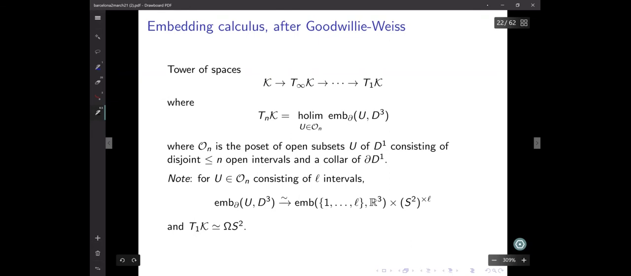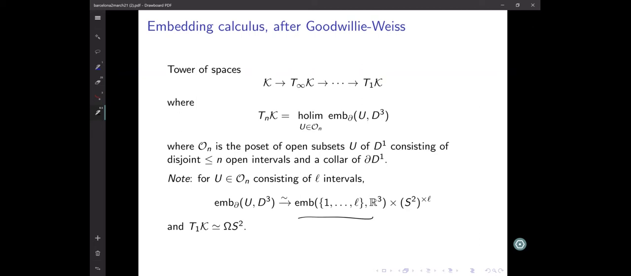And also note that if you take one such open set U, which consists of a collar and n intervals inside, then the space of embeddings of U in D3 is really just the space of framed configurations of n points in R3. So you can make these intervals very, very small, look at their centers together with their derivatives. That gives you a configuration, an injection, and it gives you a bunch of vectors, so a bunch of points in S2.